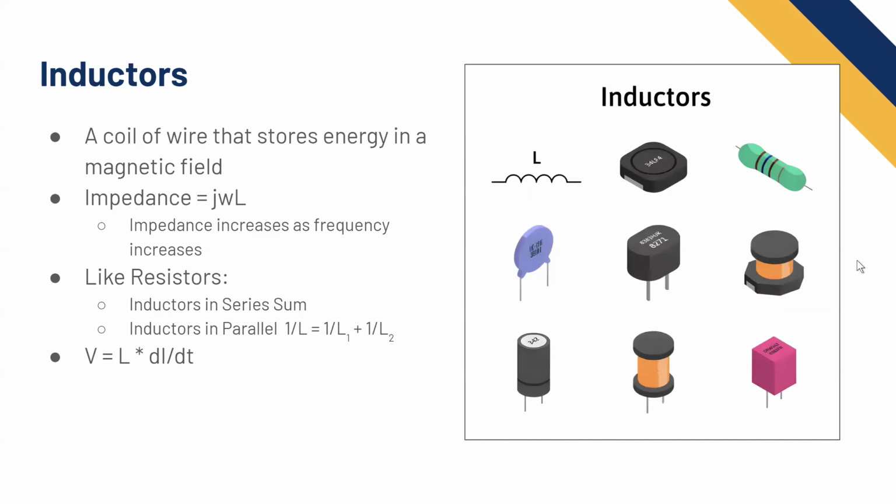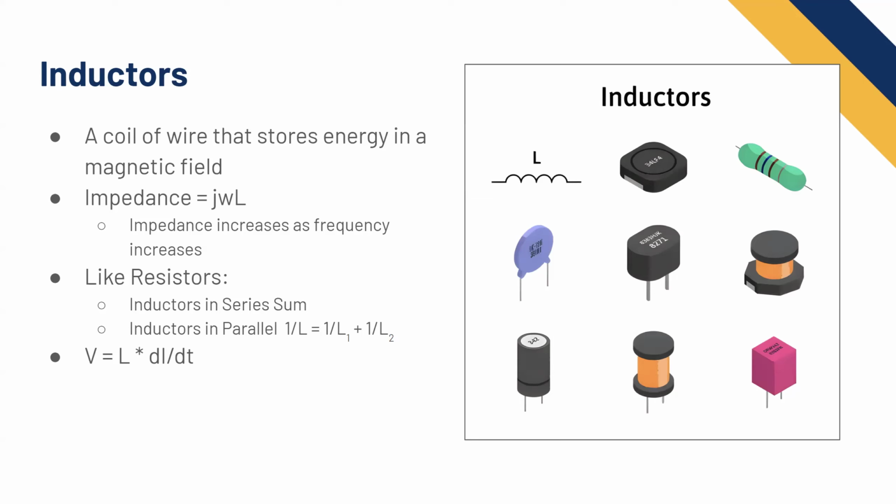Our third circuit component, the final one, inductors. Inductors are basically coils of wire that store energy in a magnetic field. So we have electric fields and magnetic fields: capacitors store energy in electric fields, inductors store energy in magnetic fields. And the impedance of an inductor is jωL. We use L to measure inductance. As frequency increases, the impedance of your inductor is going to increase.